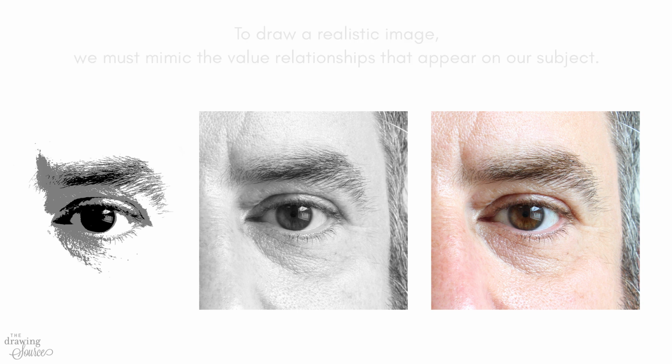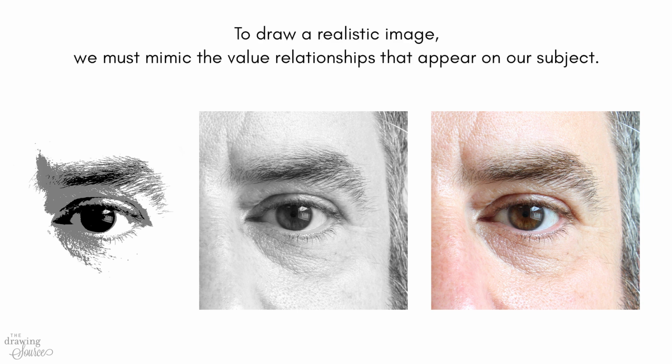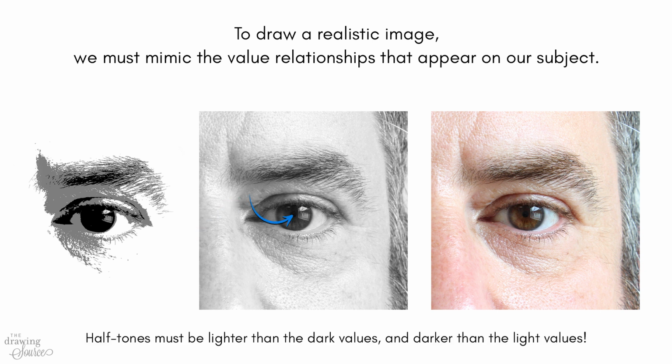Here's why. To draw a realistic image, we must mimic the value relationships that appear on the subject. So the light values need to be light enough. The dark values need to be dark enough. And the middle values or halftones need to be distinctly in between the two, so lighter than the dark values and darker than the light values.